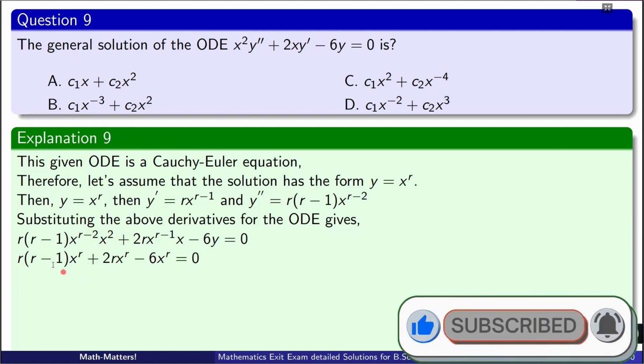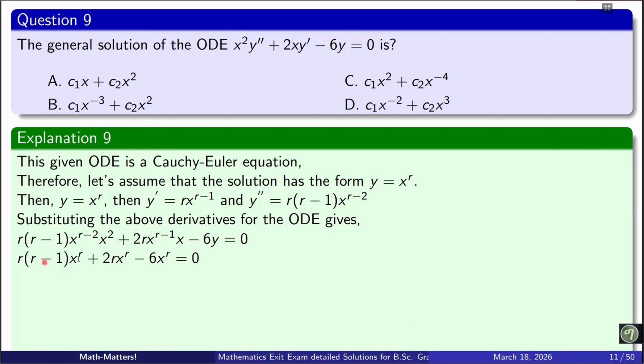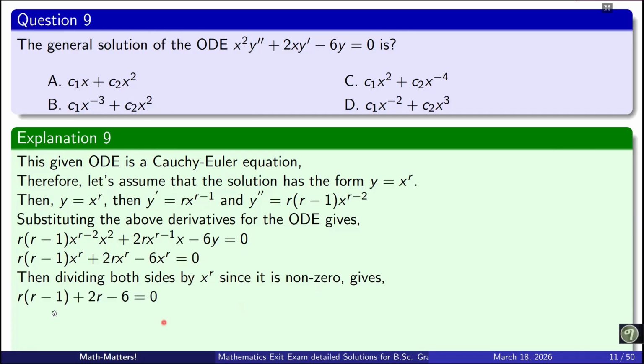That's simply this one: r times r minus 1 times x to the power of r minus 2, plus 2 times r times x to the power of r minus 1, minus 6 times x to the power of r. Then, assuming that x is non-zero, we divide both sides by x to the power of r, and we obtain r times r minus 1 plus 2r minus 6 equal to 0.